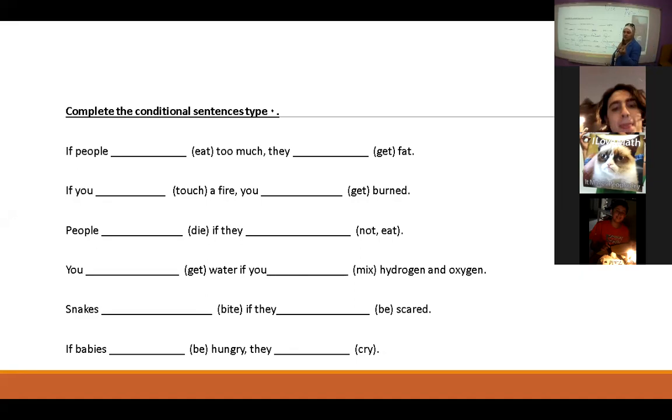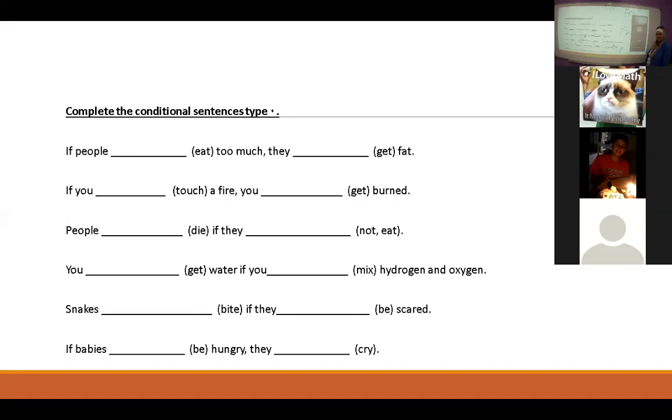Some students, I suppose they are smart, but they are mistaken sometimes. They think that are scared is here the passive voice. Is it correct? No. Is it passive? Think of the sentence. Snakes bite if they are scared.